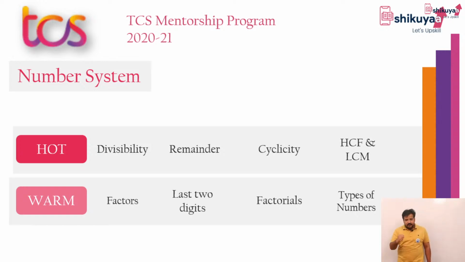So basically my concern over here is, if you want to really be successful in cracking the questions based on number system, you have to prepare for the chapters on the slide. Definitely you have to study the first row, that is hot concepts, and you have to go ahead with the warm concepts as well, because both of them are required. And definitely I cannot revisit all the concepts in a session of 30 minutes.